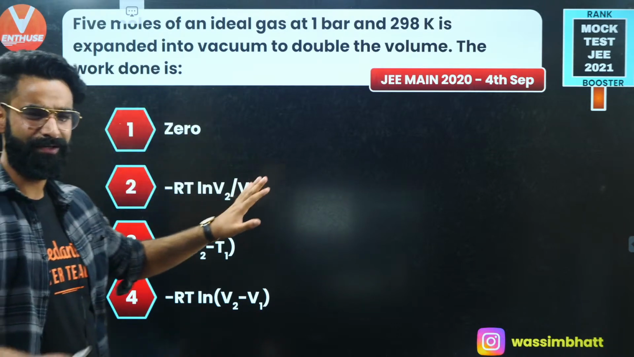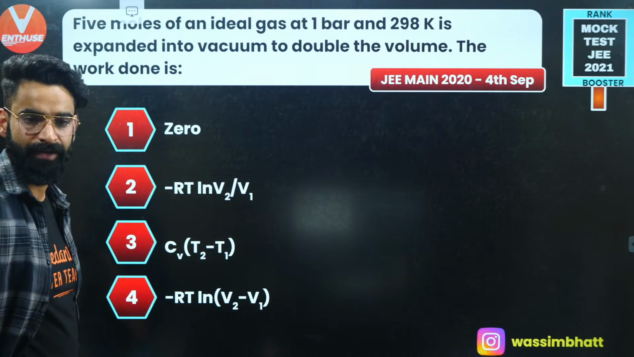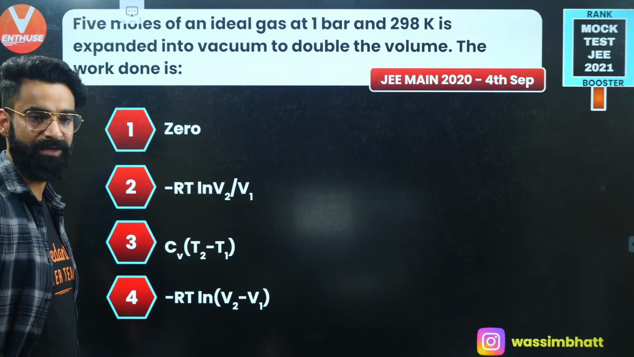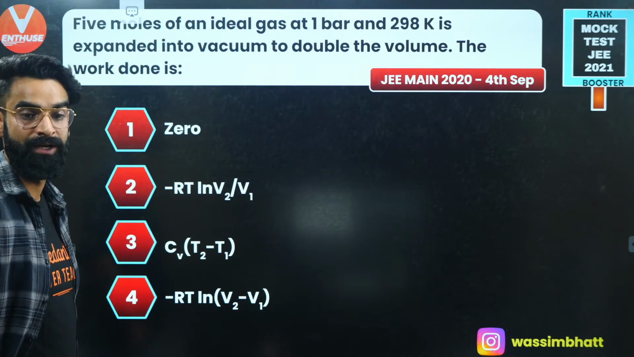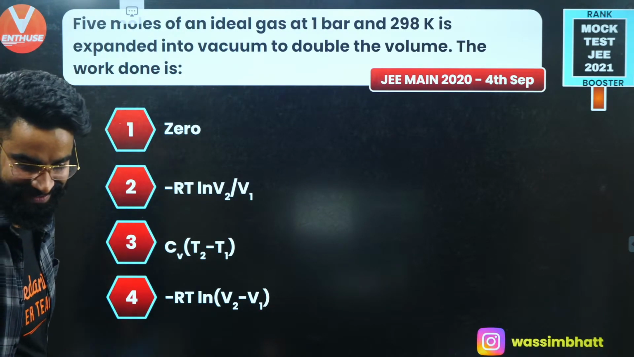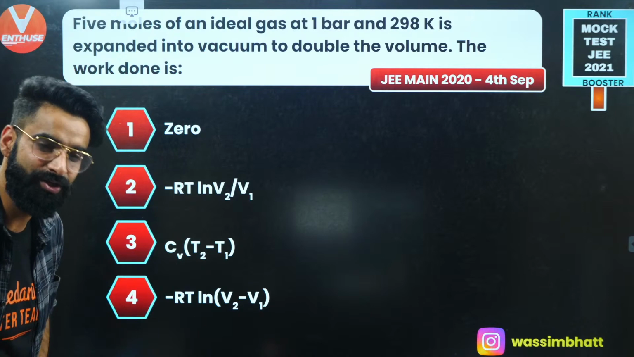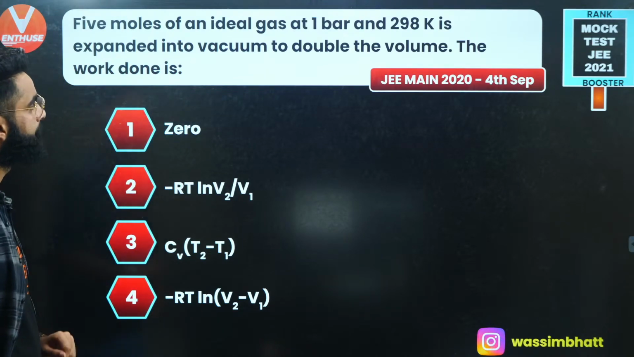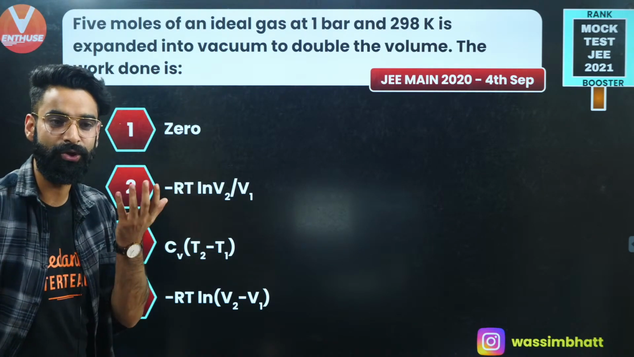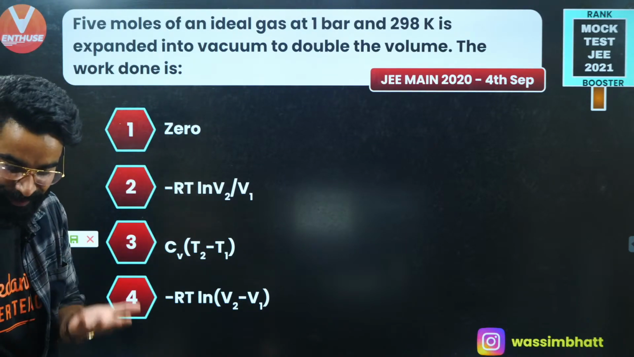This is something which you guys are going to do. I'm not going to do this. Let me know its answer fast. It's a very, very simple question. 5 moles of an ideal gas at 1 bar and 298 Kelvin is expanded into vacuum to double the volume, the work done is. Give it a try fast. No need to do any sort of calculation. I'm giving you the hint. Again, you are giving me the wrong answers.